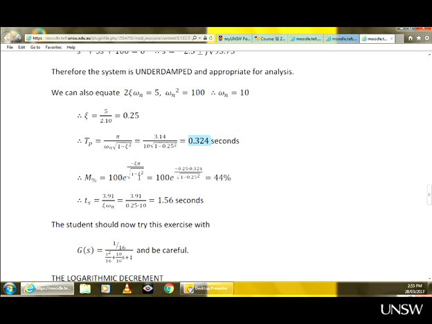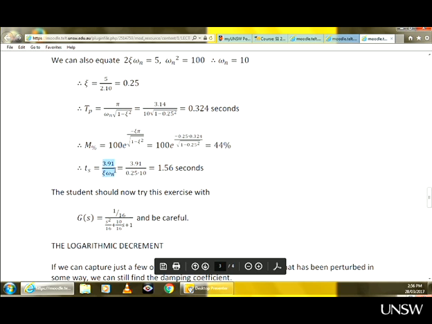How big is the peak? Well, again, take the expression for the percentage overshoot, substitute the values for the damping ratio, and you get a reasonably large overshoot, 44%. So the damping ratio of 0.25 gives you 44% overshoot. So you're starting to get some ideas. And settling time, applying this equation, gives you 1.56 seconds. So slightly over 1.5 seconds until we can say that those oscillations are non-existent or irrelevant.